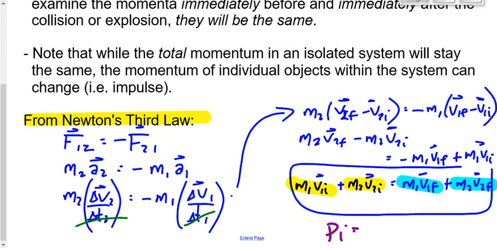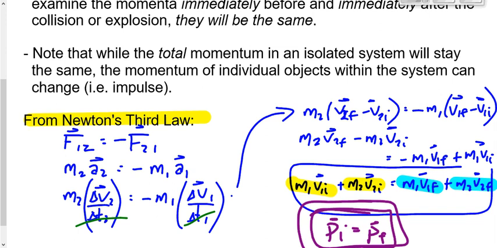Pi equals Pf. That's the big takeaway from that big derivation. That's what you got to remember. Pi equals Pf. Pi is the momentum of each object combined before. Pf is the momentum of each object combined after.